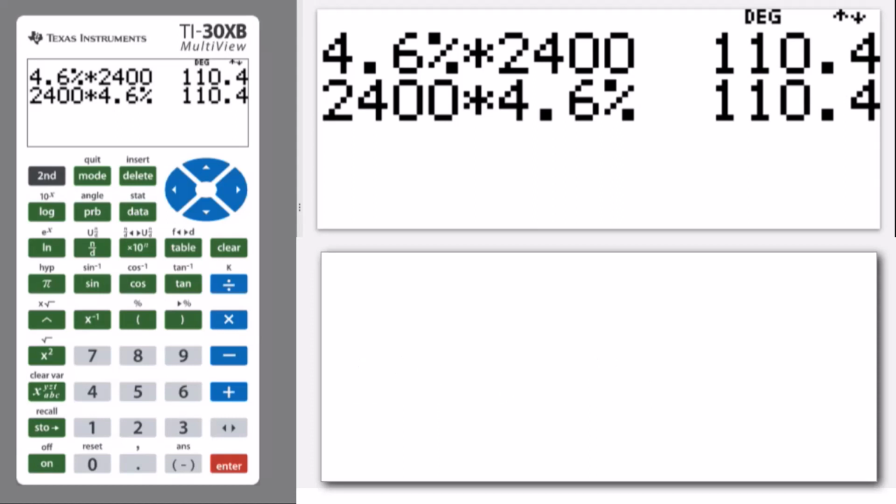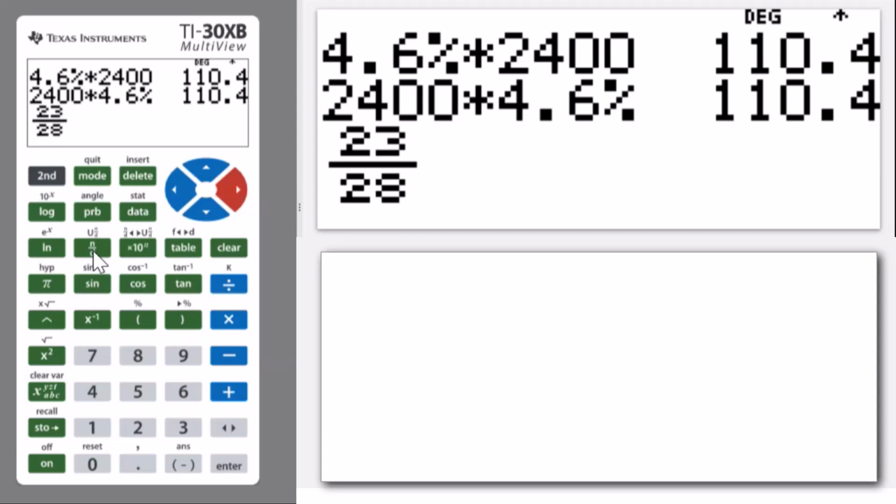But sometimes we want to know what percentage one value is of another. So let's work with the fraction 23 divided by 28. We can use the fraction button for that. 23 divided by 28, and use the right arrow to get out of that template.